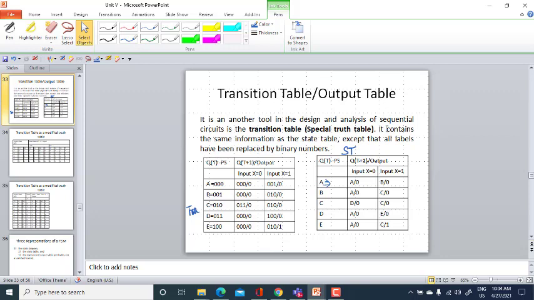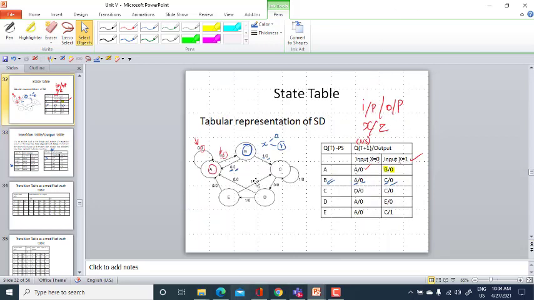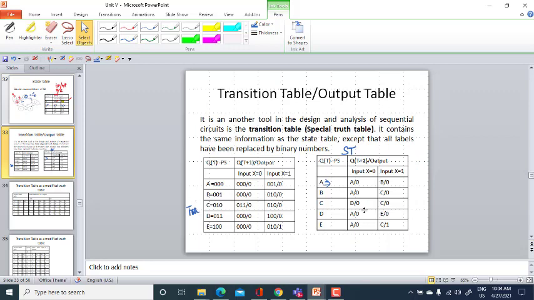So what is the difference between your previous state table and this transition table? Here you have represented the states as alphabets A, B, C. Instead, I am going to give certain binary numbers for each state, and I am going to replicate the same table with the binary numbers. So that is the transition table.